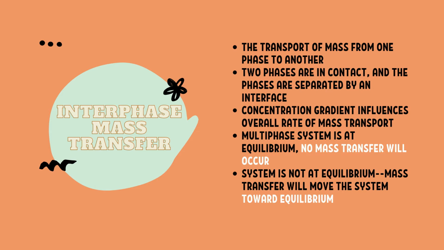When a multi-phase system is at equilibrium, no mass transfer will occur. When a system is not at equilibrium, mass transfer will occur in such a manner as to move the system towards equilibrium.